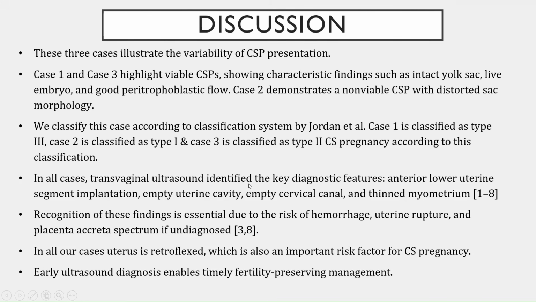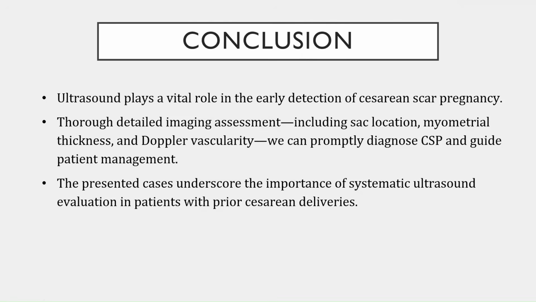And in all our cases, the uterus's retroflexion is also an important risk factor for caesarean scar pregnancy. So we can conclude that ultrasound plays a vital role in early detection of caesarean scar pregnancy. A thorough, detailed imaging assessment including the sac location, myometrial thickness, and Doppler vascularity, we can promptly diagnose caesarean scar pregnancy and guide patient management. The presented cases underscore the importance of systematic ultrasound evaluation in patients with prior caesarean deliveries.